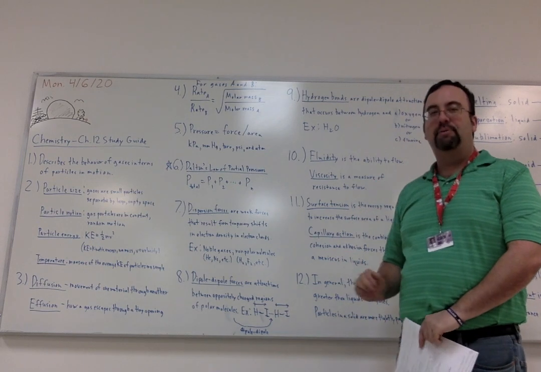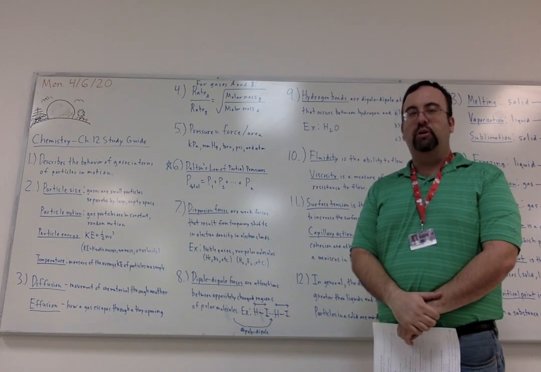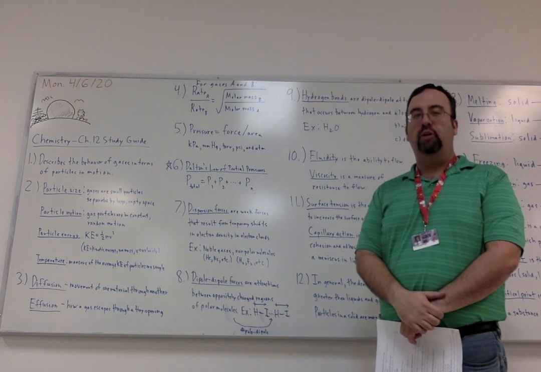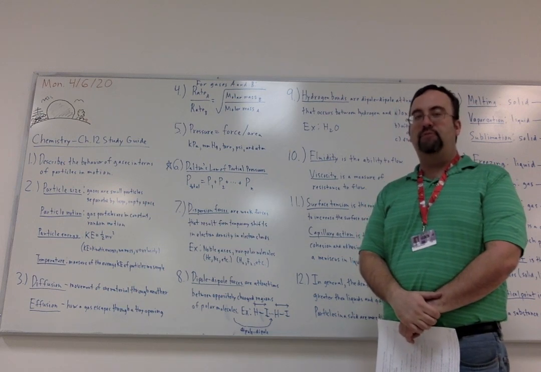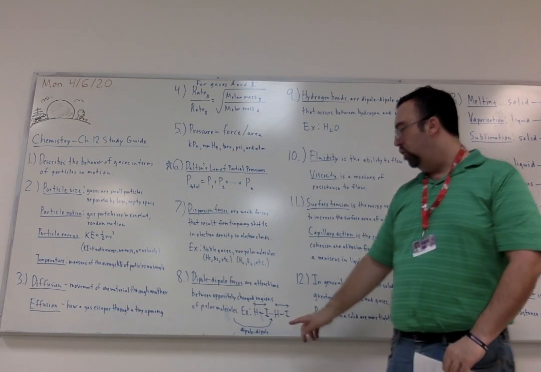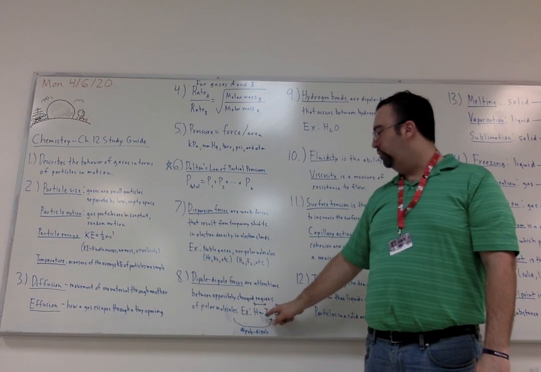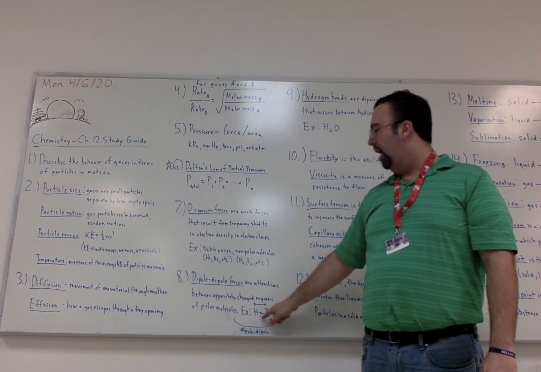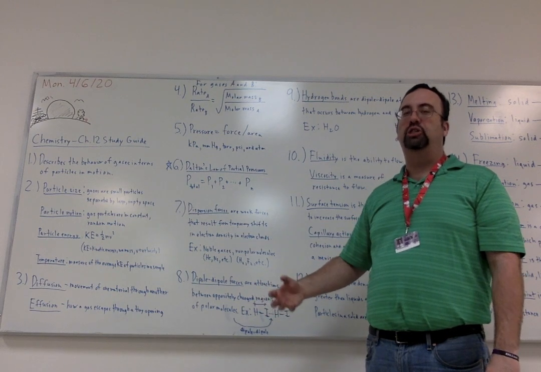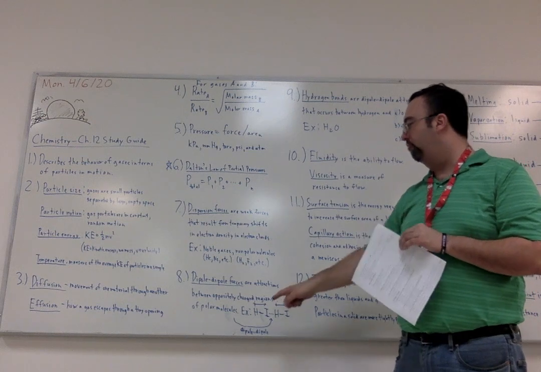A second type of intermolecular force is dipole-dipole, and so these are attractions between oppositely charged regions of polar molecules. And so the example that I give you is hydrogen fluoride, also called hydrofluoric acid. Notice that we have, hydroiodic acid. Notice we have hydrogen and iodine. Iodine is highly electronegative, and so it's going to want to pull the electrons toward itself and away from hydrogen.